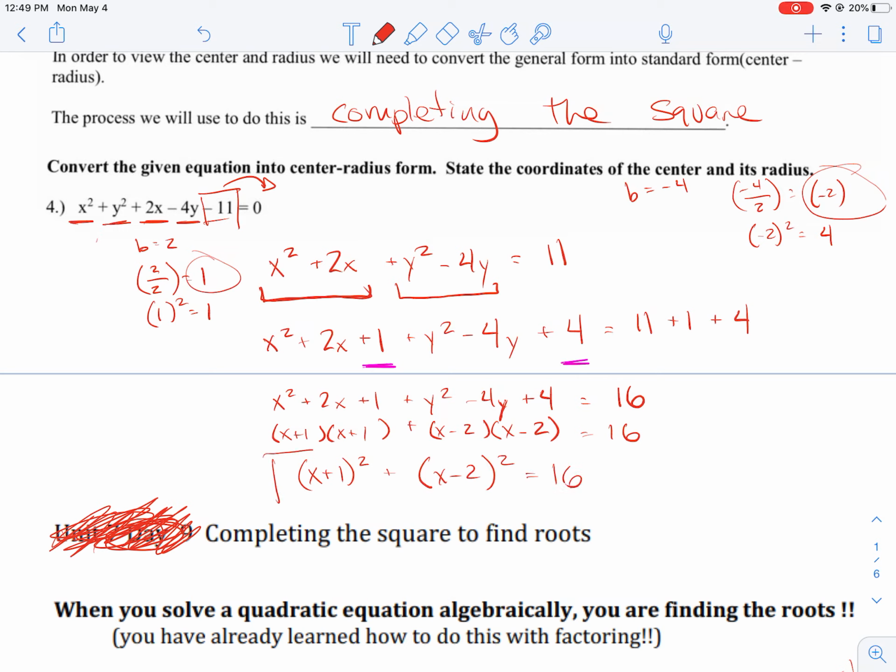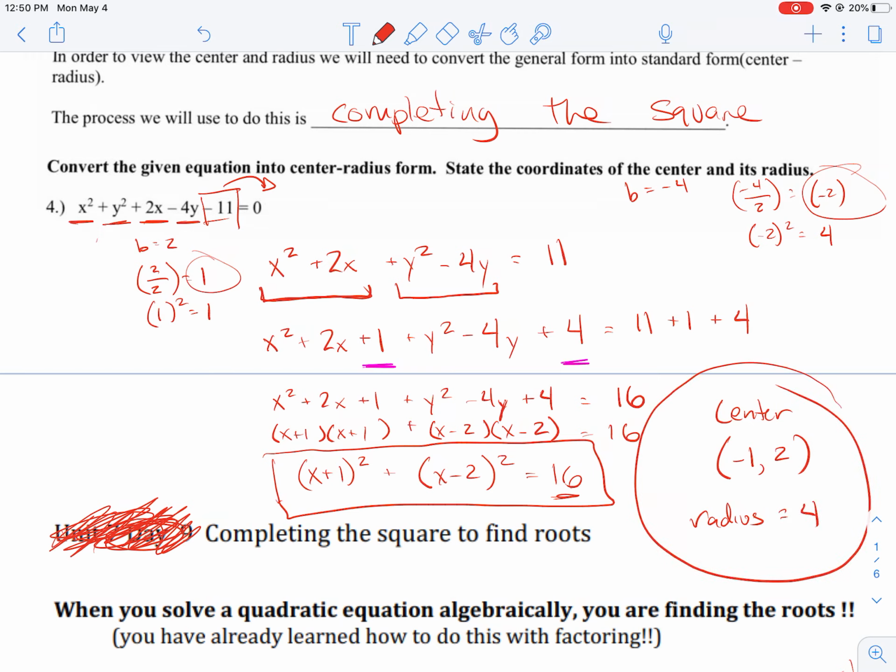And now this should look a whole lot more familiar. So we know what we can do with this one here. What's our center? Our center is going to be -1 comma 2. And then our radius, we're going to take that 16 and square root it, and we get a radius of 4. So state the coordinates of the center and the radius. We just did. Did we convert it into center radius form? We sure did. And now we're done.